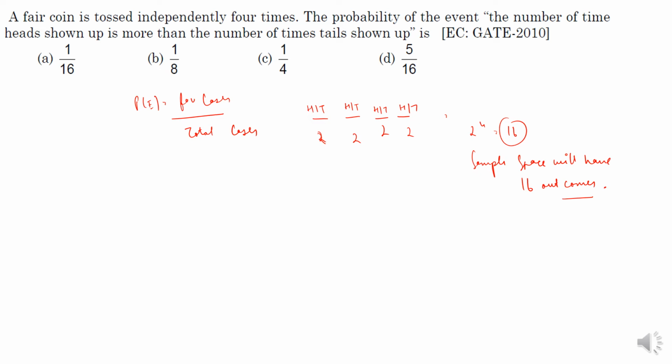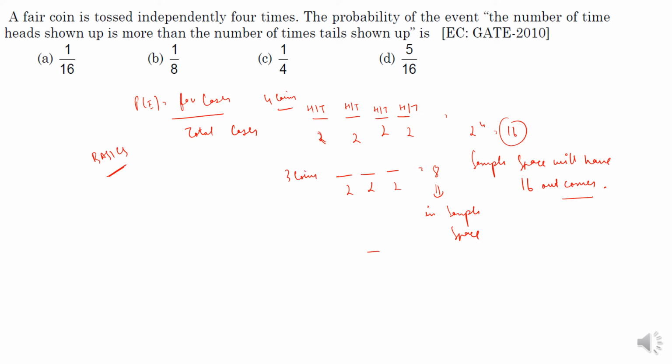Similarly, suppose only 3 coins are tossed. 2, 2, 2 is 8, so 8 outcomes in the sample space. Till now we have not gone into the question. These are some basics which I just want to tell before going ahead. This is for 3 coins.